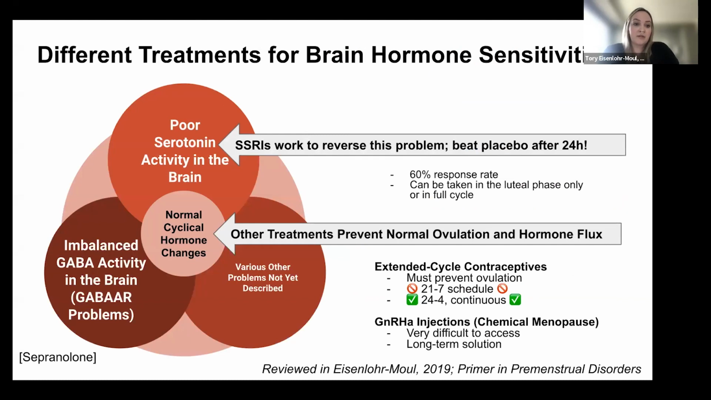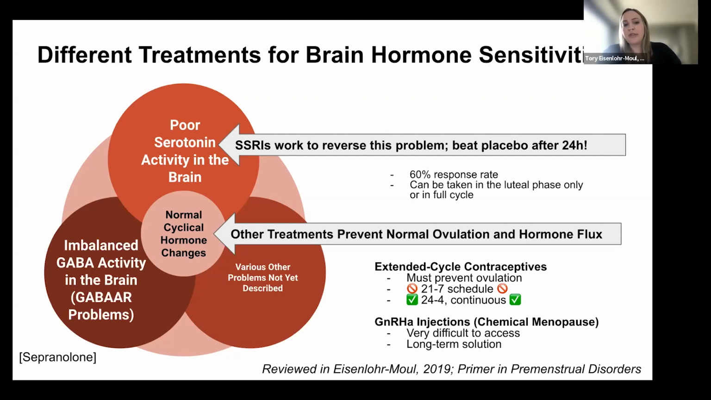So how do we treat this? Well, poor serotonin activity in the brain. It turns out SSRIs work really well and really fast to reverse this problem. They beat placebo after 24 hours. About 60 to 70 percent, depending on who you ask, how you code response, do feel a lot better on SSRIs. They don't work for everyone. There is that 40% that don't respond, but they work really well. This is a really high response rate for a medication.